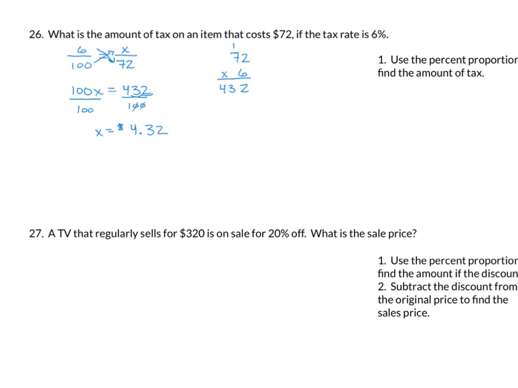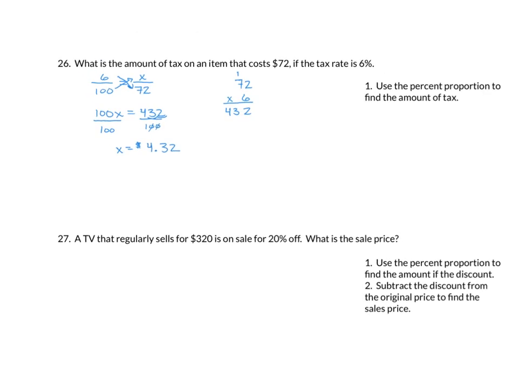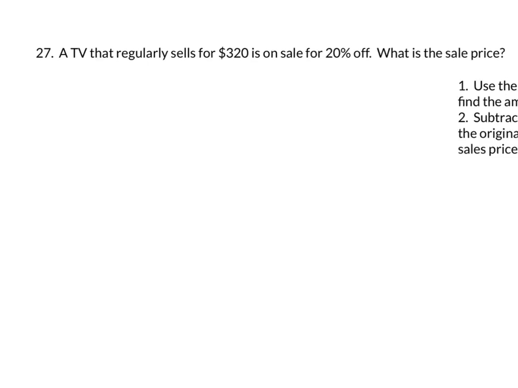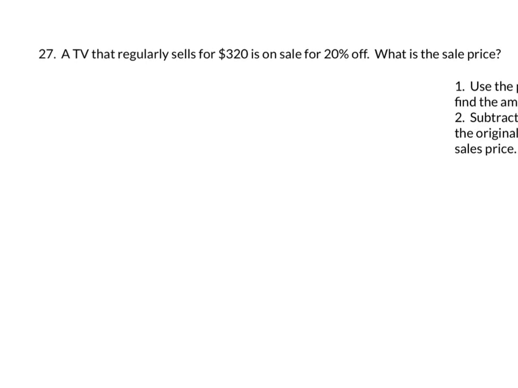For 27, we have a sale price. And so in order to start this problem off, we want to use the percent proportion to find the amount of the discount. And then we want to subtract the discount from the original price to find the sales price. Okay, so we have a TV that regularly sells for $320 is on sale for 20%. So let's go ahead and set up our proportion.